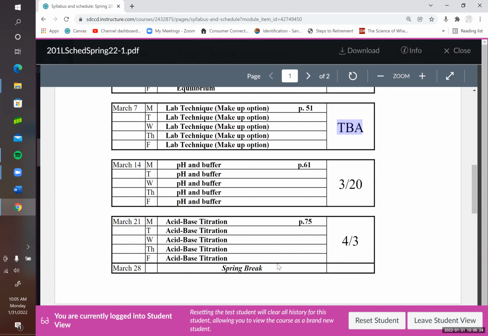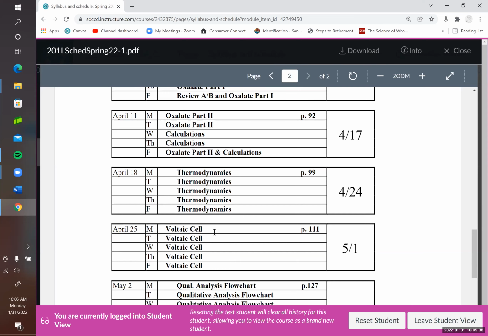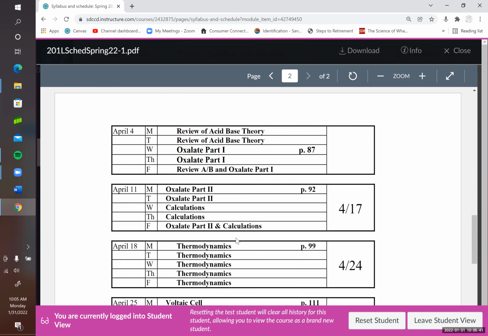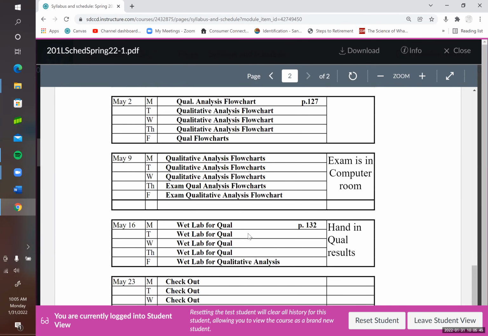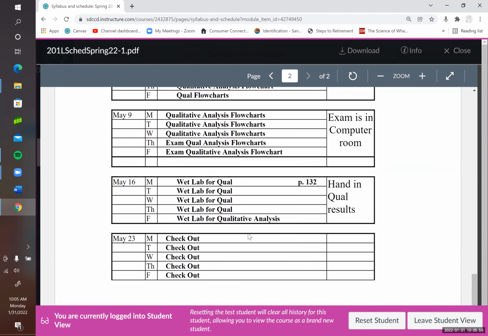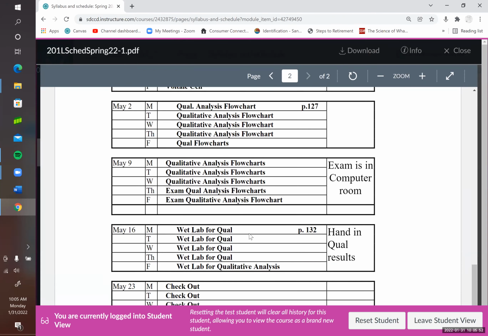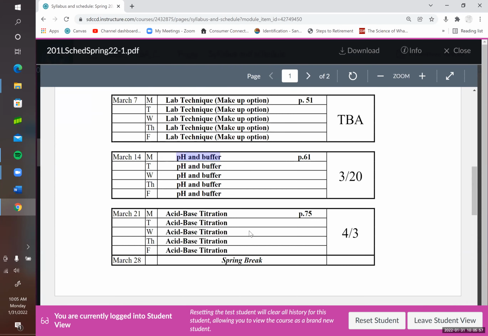All right, and then we go through, like I said, these labs go hand in hand with lecture material. So we'll be doing a lab on pH and buffer solutions, acid-base titrations. Then we do sort of a mini research lab on oxalate, thermodynamics, voltaic cell, and then end up with quantitative and qualitative analysis, and then check out. And that's pretty much it. Any questions on the schedule?